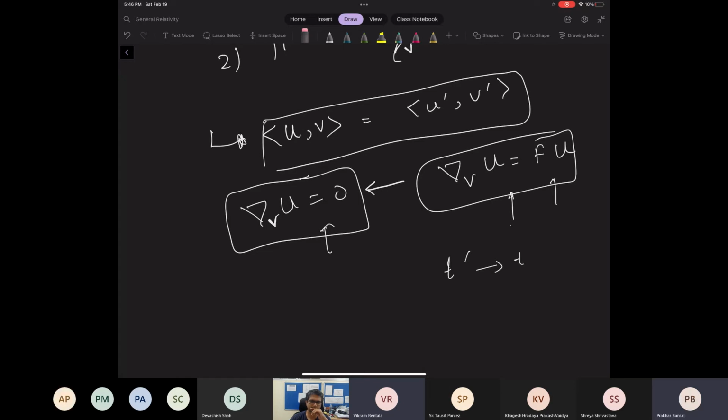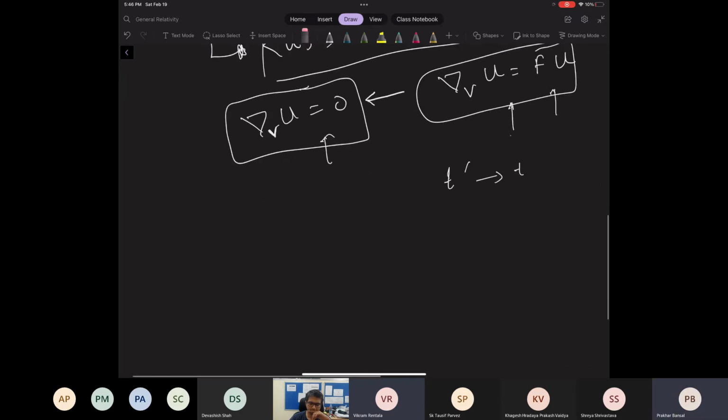Sir, you just said that the magnitude of a vector can change when we parallelly transport it. But sir, don't we define the magnitude of a vector as the inner product of the vector with itself? Yes. And sir, we are taking the connection which preserves the norm of vectors. So the norm should be preserved, right? So this implies that the magnitude should remain the same.